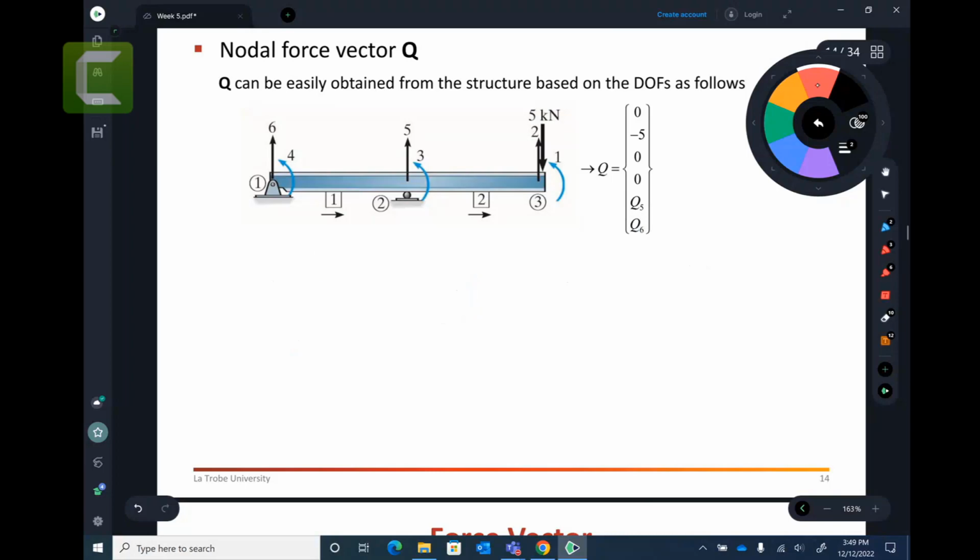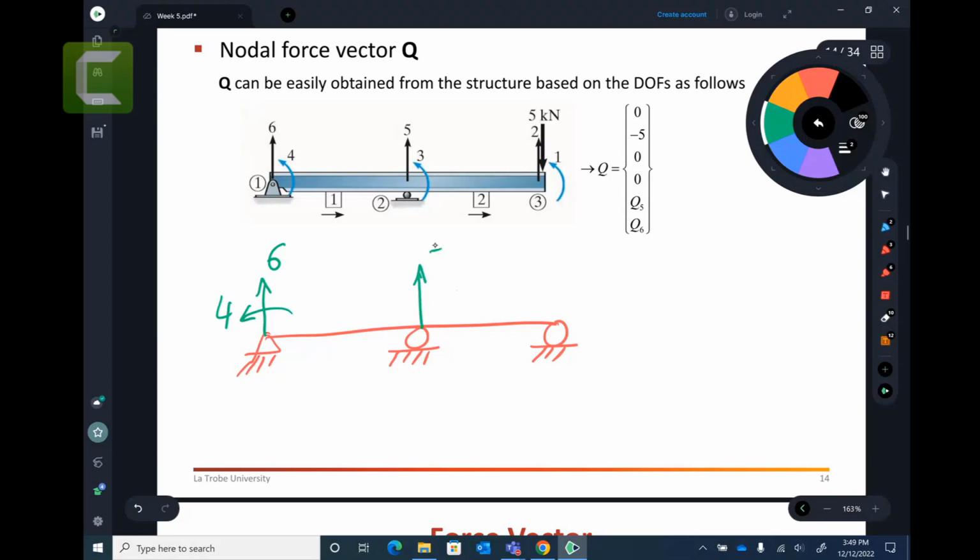So we have these pin supports, we have roller supports, we have roller supports. And in here, we have 6, we have 4, we have 5, we have 3, we have 2, we have 1. And in here, we have given 5 kilonewtons. That's the information we have.